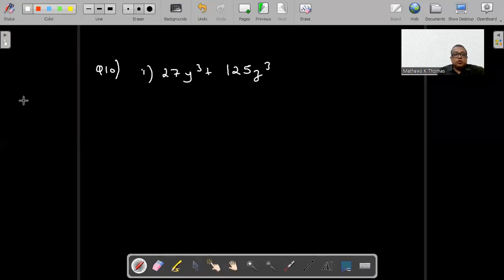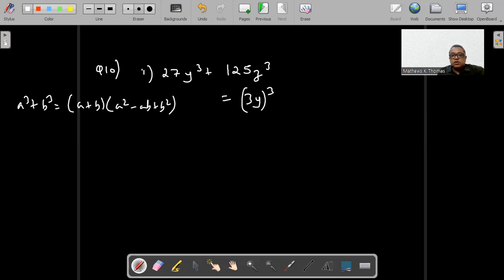So a cube plus b cube, right? I'm writing this for convenience. A cube plus b cube is a plus b in one bracket, a square minus ab plus b square. This is what we have to do. So step number 1, I'm going to write 27y cube as 3y whole cube and 125z cube as 5z whole cube. So always express the numbers in terms of cube.